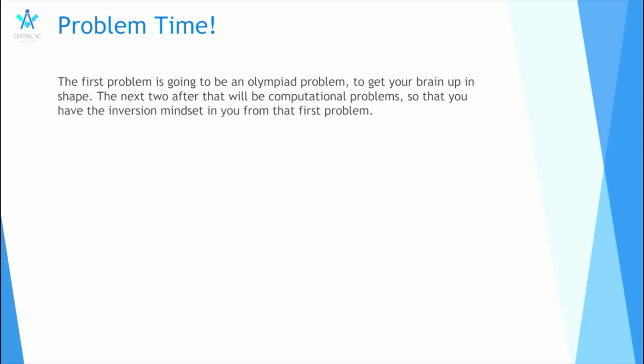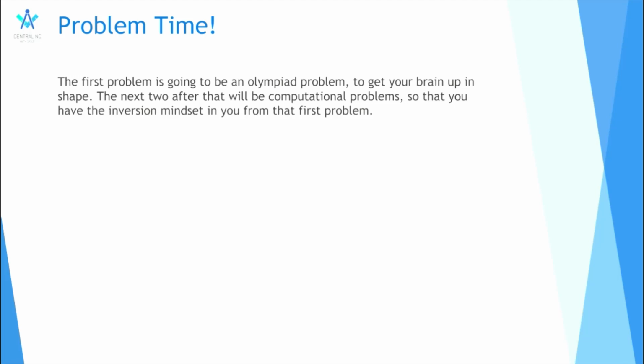So the first problem is going to be an Olympiad problem to get your brain in shape, get it going. It's a typical inversion problem. The next two after that will be computational problems, so that you'll be warmed up and have that mindset in you for inversion from that first problem, and you can kill those other two problems.